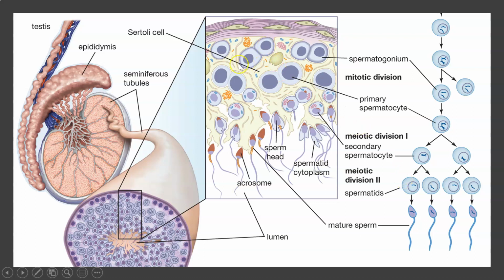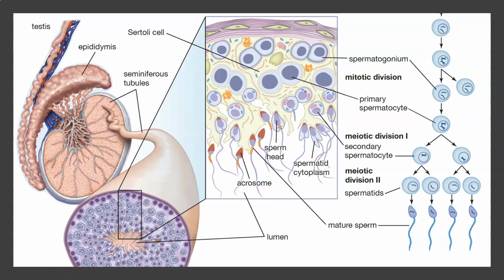If you notice, there are these other cells in here called Sertoli cells, and these cells are going to provide all of the nourishment that these cells, these spermatocytes and spermatids, need in order to have the energy to continue this process. Now, once these spermatids are formed, they'll go into the epididymis, where they will go through sperm cell maturation.